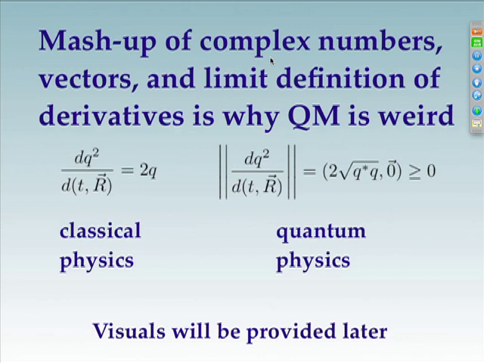So why haven't we heard about this particular idea? Because it's a mashup of complex numbers, vectors, and the limit definition of derivatives. And that's a lot of things to mash up. And not enough people work with quaternions in the first place to be that worried about the definition of a quaternion derivative.